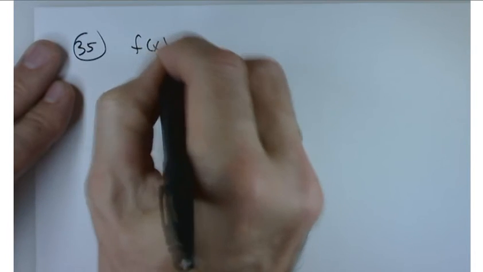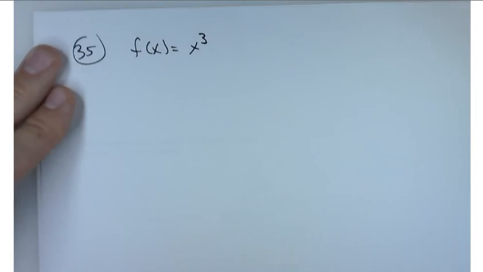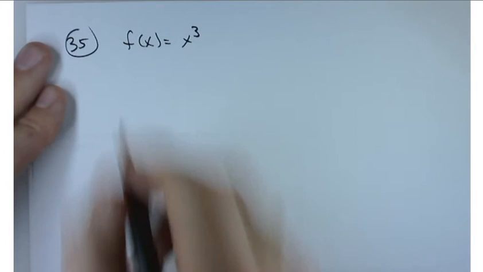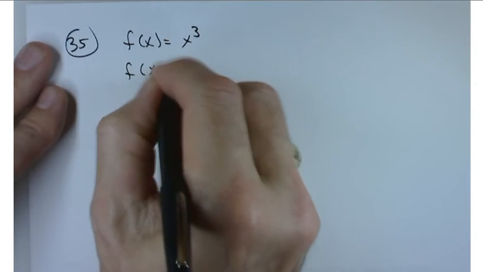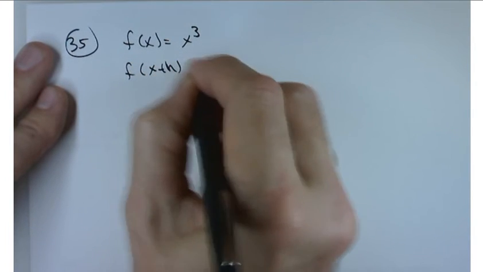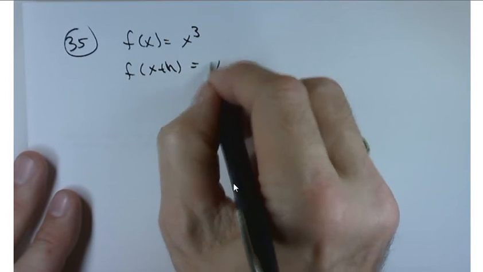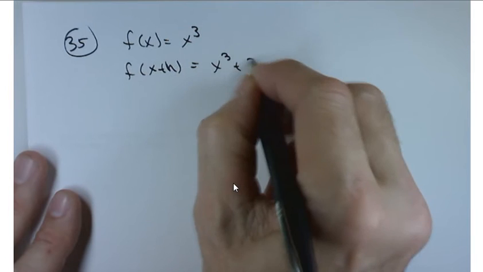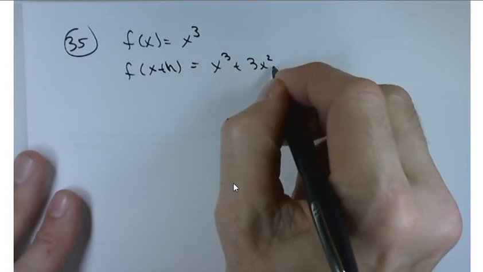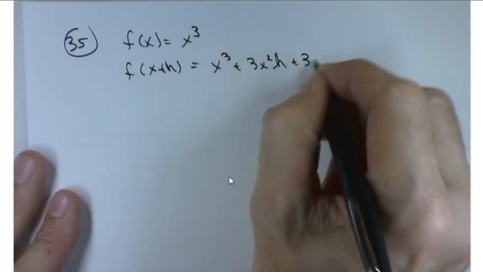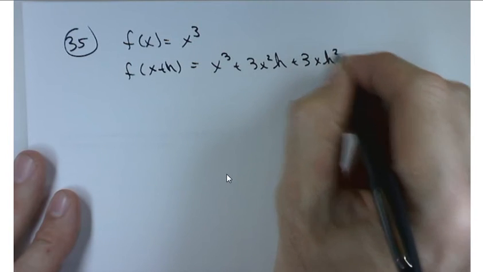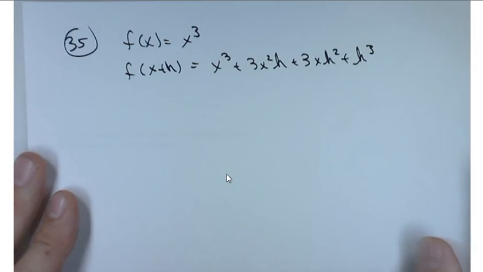Let me give you one last little tidbit from this section. It's your homework, so if you could just hang on. f of x is x cubed. One of the first things you're going to need is f of x plus h. Let me give you the short answer. It's x cubed plus 3x squared h plus 3x h squared plus h cubed.